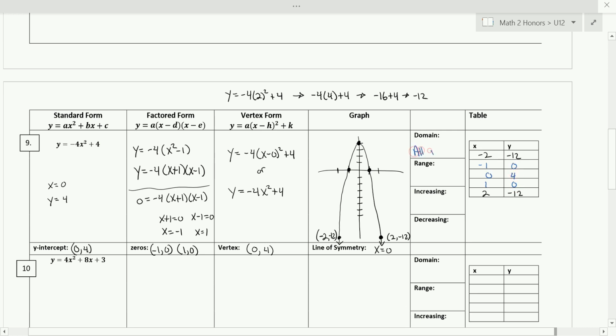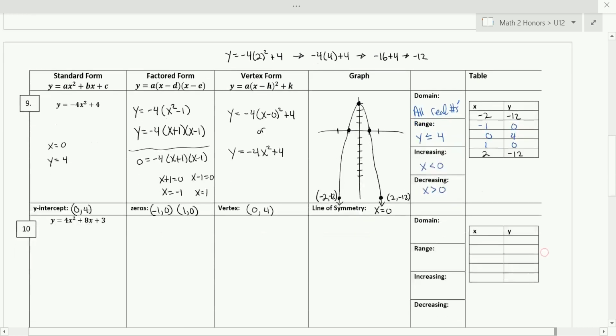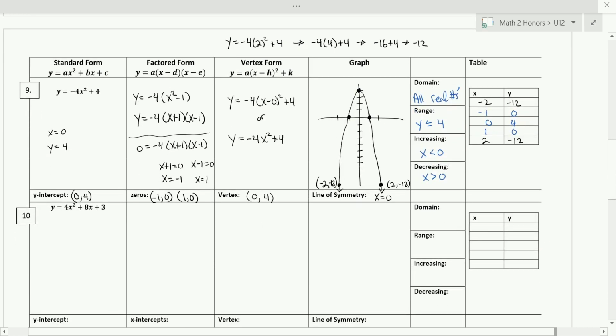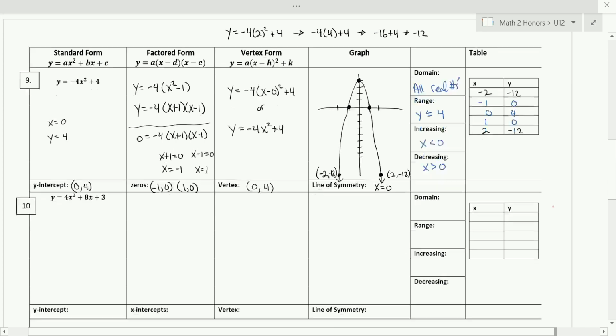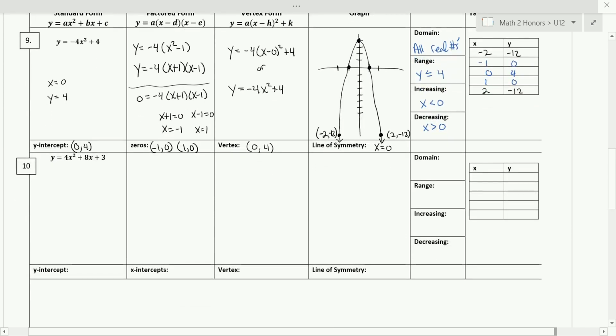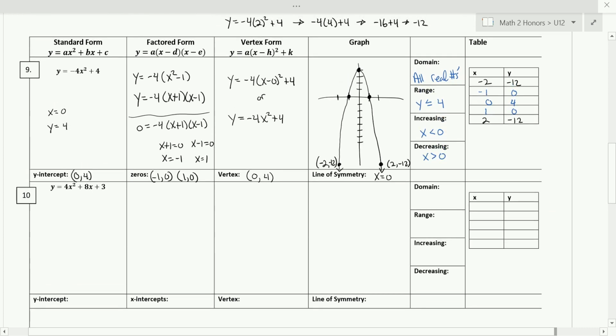Domain, you should get all real numbers. Range, all y values. What do you get? Less than or equal to 4. It's increasing when x is less than 0 and decreasing when x is greater than 0. Okay. Number 10, I'm going to leave for you to do for homework. Any questions, guys, on number 9 before we leave it?